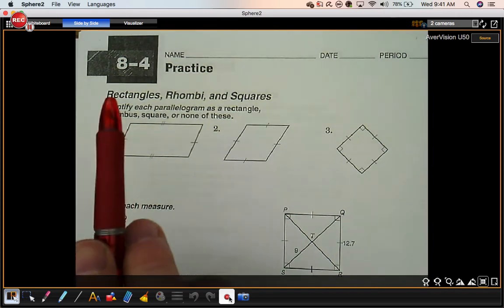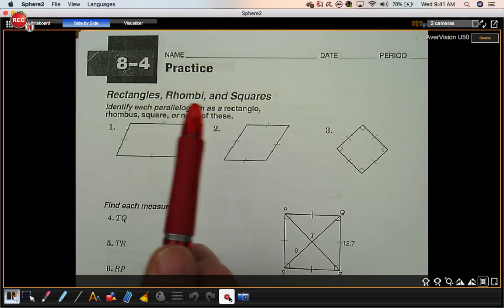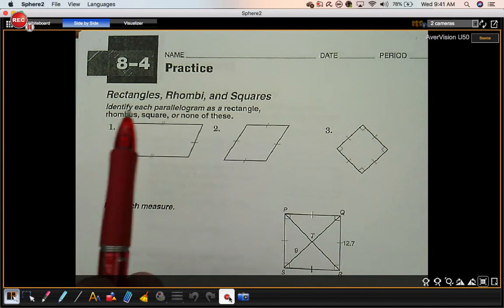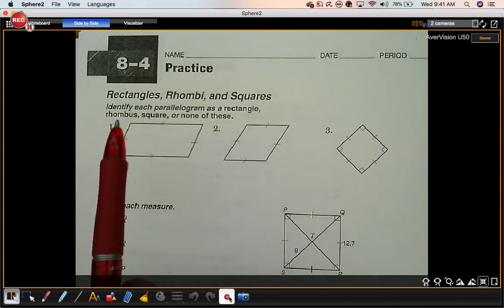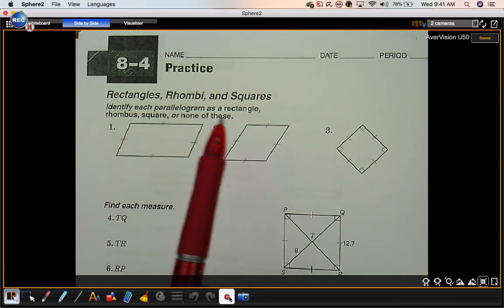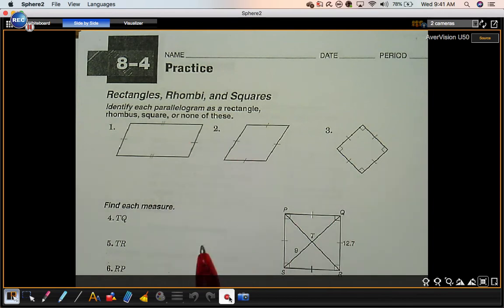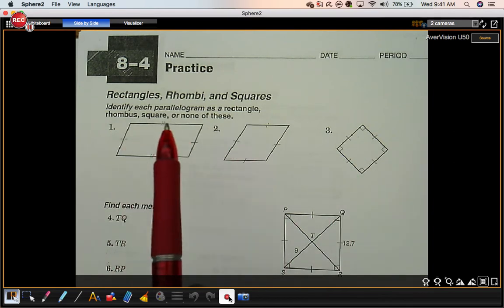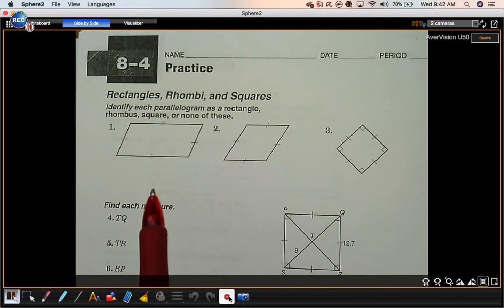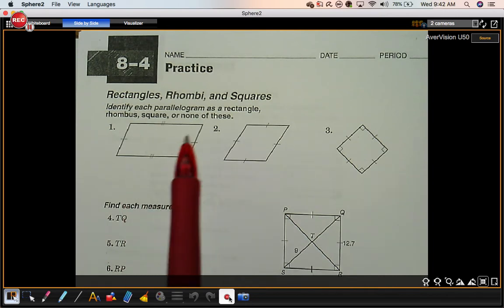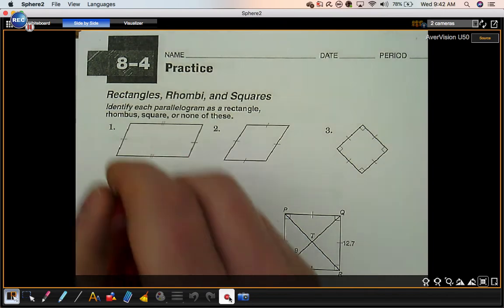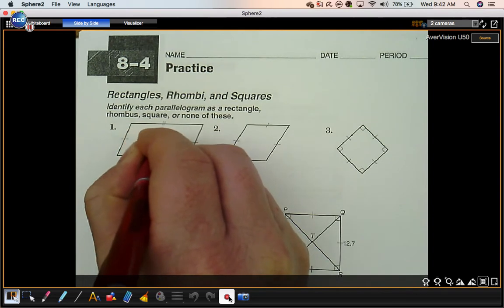Practice page for section 8.4, rectangles, rhombi, and squares. Identify each parallelogram as a rectangle, a rhombus, a square, or none of these. So they're automatically telling you that these are parallelograms. We have opposite sides congruent here. We don't have right angles. All of the sides aren't congruent, so this is just a parallelogram.